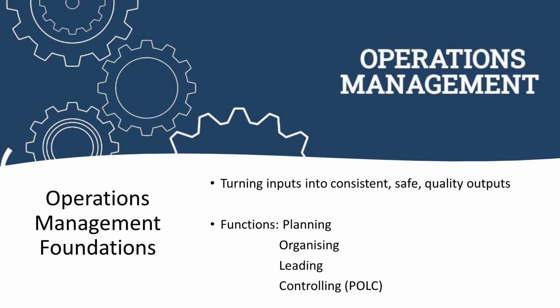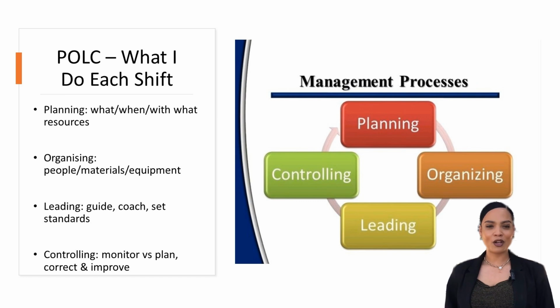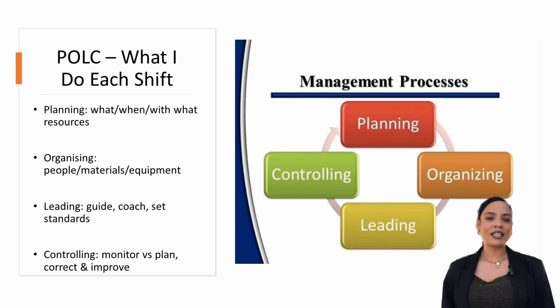Operations management means turning inputs into safe, high-quality outputs: planning resources and production, organizing people and materials, leading by coaching and ensuring standards, and controlling by measuring and correcting. I plan by reviewing schedules and materials. I organize operators and equipment. I lead by guiding behavior and reinforcing SOPs. I control by checking output versus plan and escalating deviations.